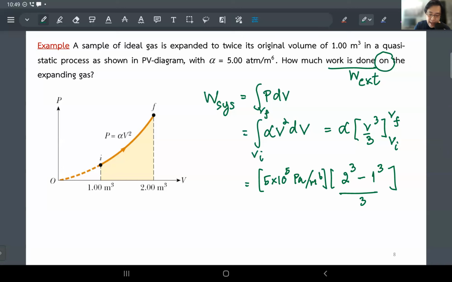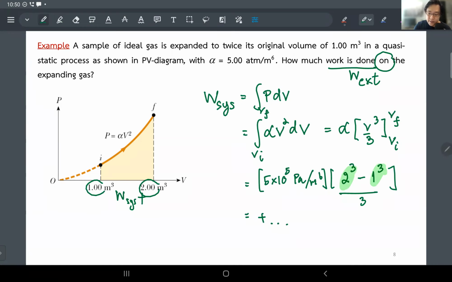Everyone can expect that at the end, the W by the system must be positive because the gas is expanding from 1 to 2 cubic meters. And that's confirmed from this result. 8 subtract by 1, that's positive 7. So that's what it is. At the end, you still have a positive number anyway.